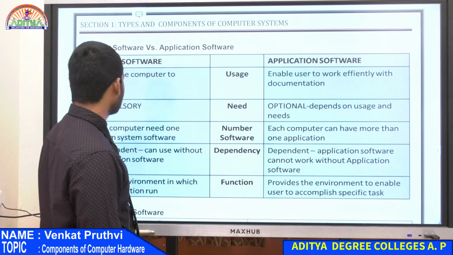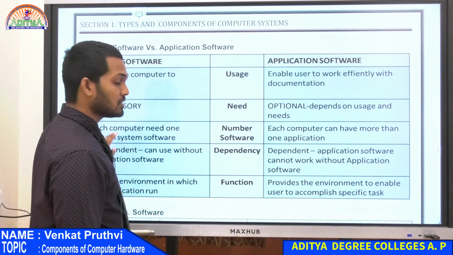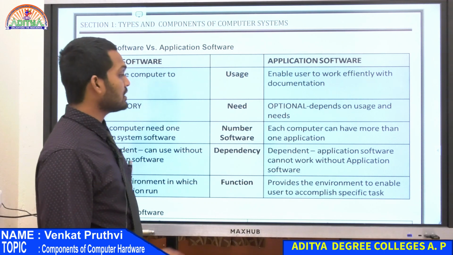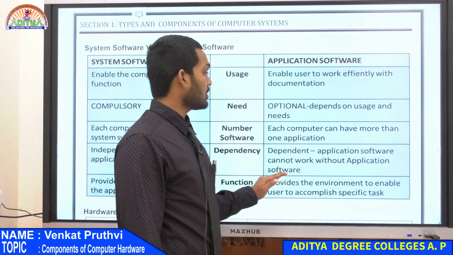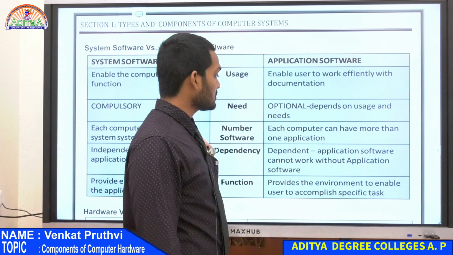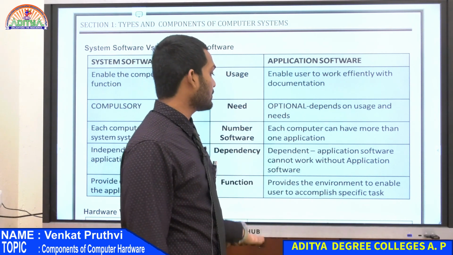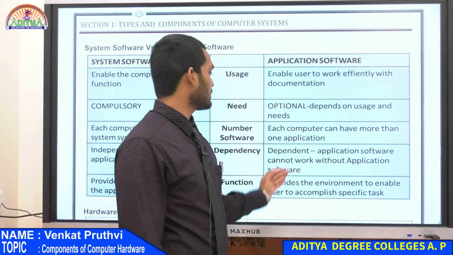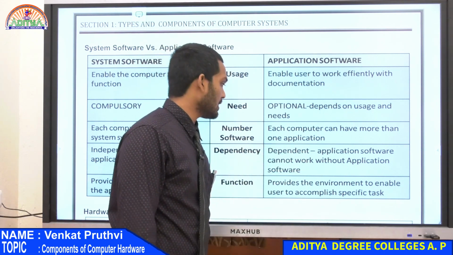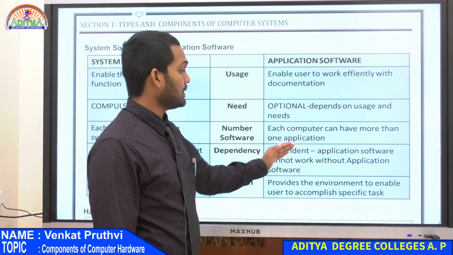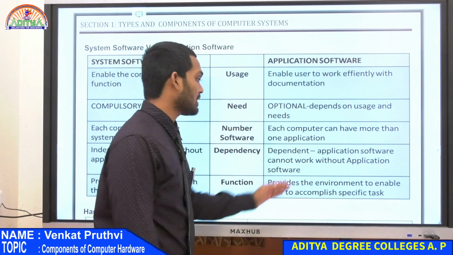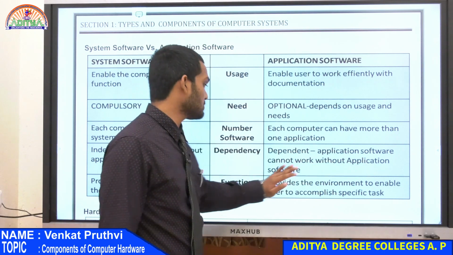What do you mean by dependency? These system software are independent, can be used without application software, whereas application software is very much dependent on your system software. Without system software, application software cannot work, there is a mistake actually, they are dependent. That means they cannot work without system software. Okay, application software cannot work without system software.